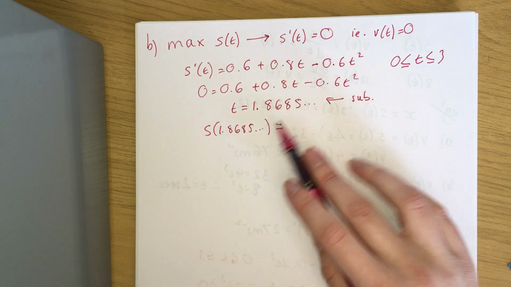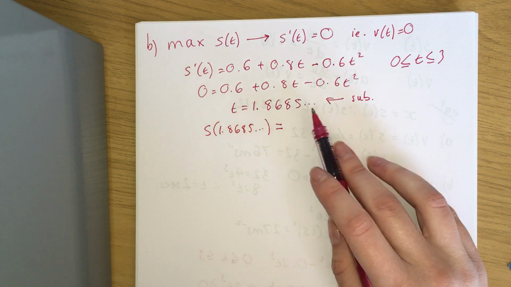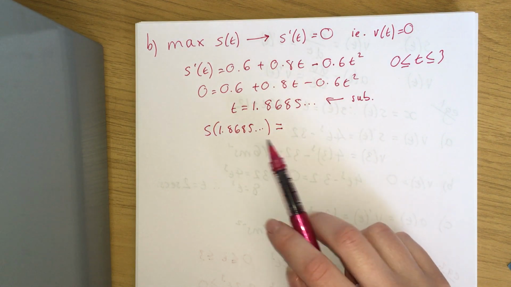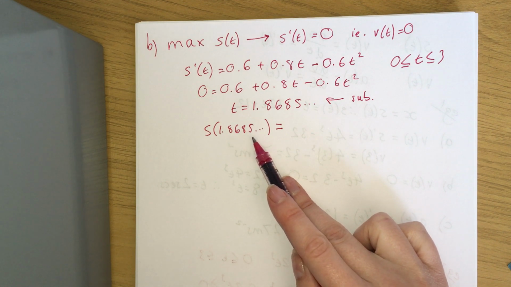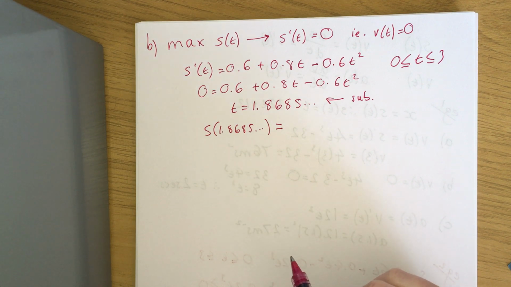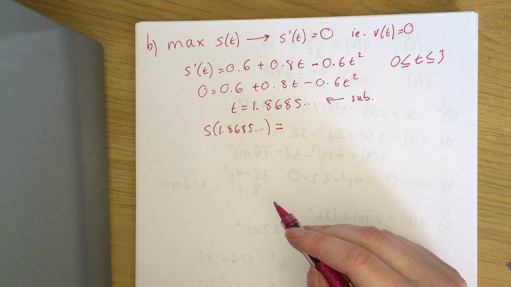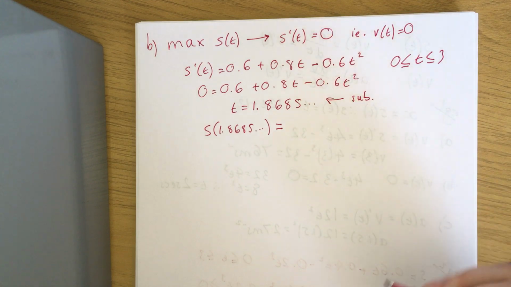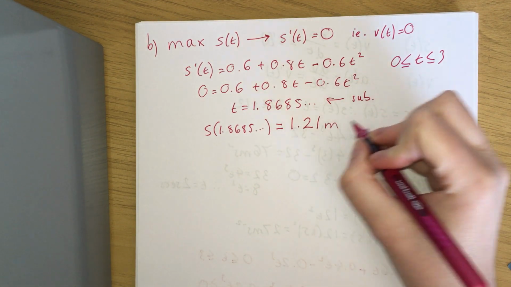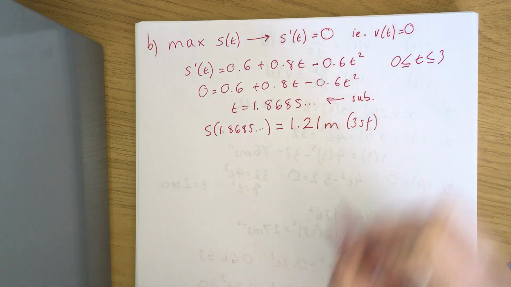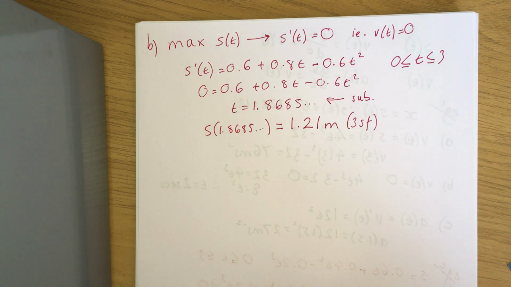Because that implies to the examiner I'm using the full number, or at least more significant figures than this. If you only use these significant figures, so 5, because my answer needs to be to 3, that would probably be fine. But it's always better to use the most accurate answer that you can do. And that, to 3 significant figures, is 1.21 metres.